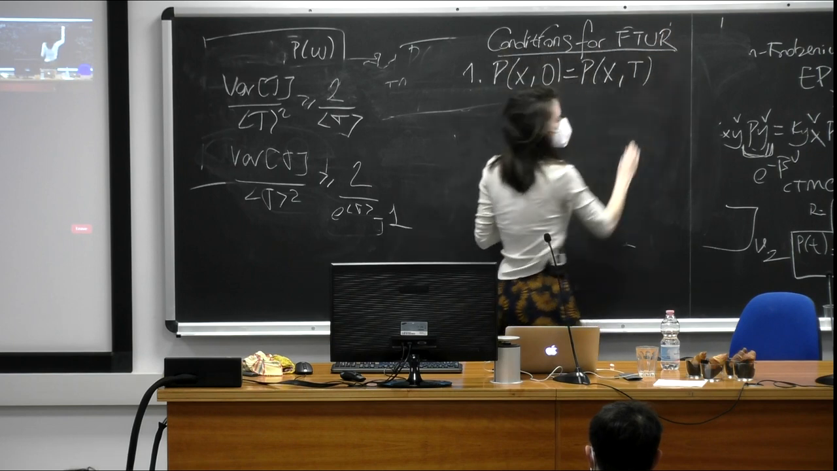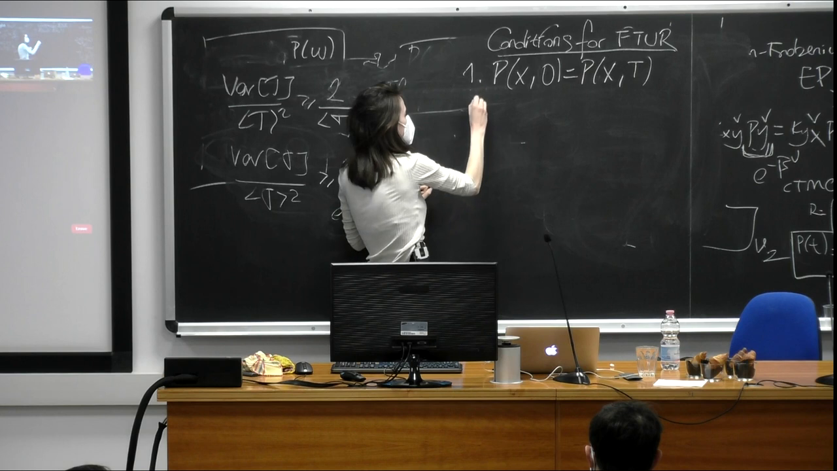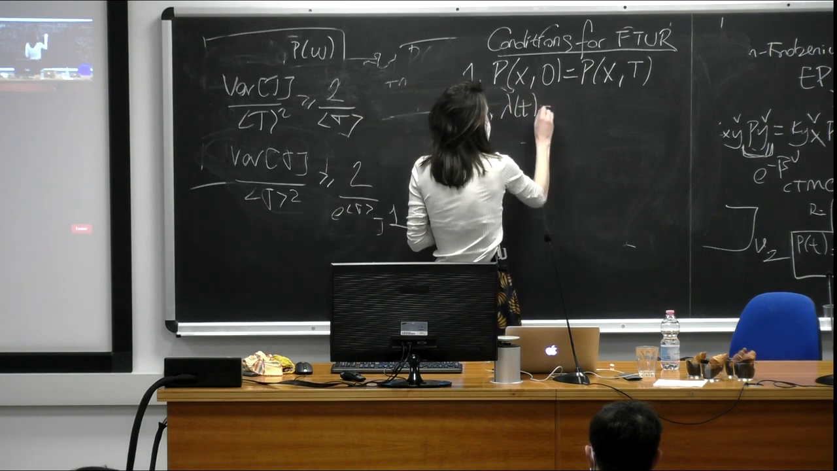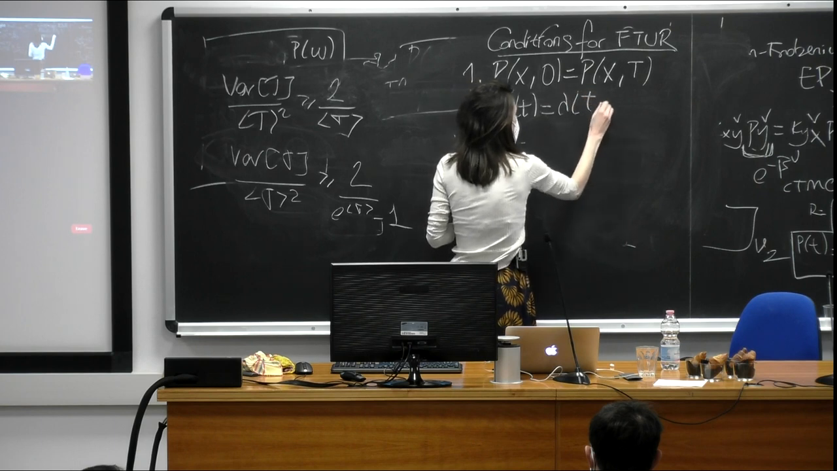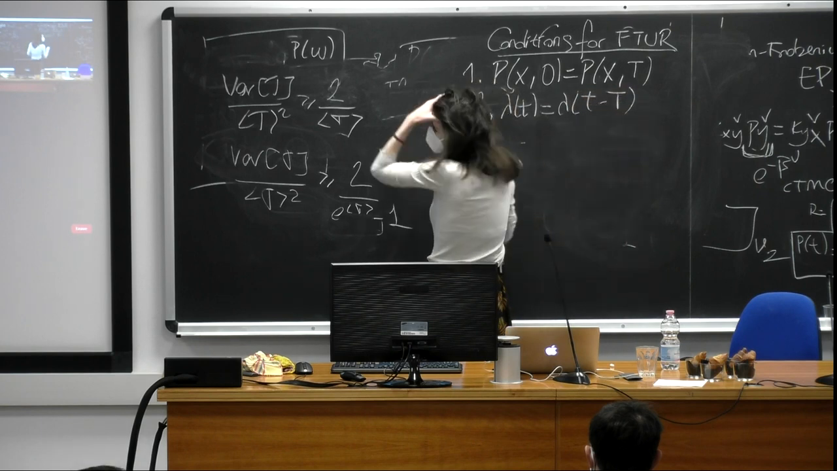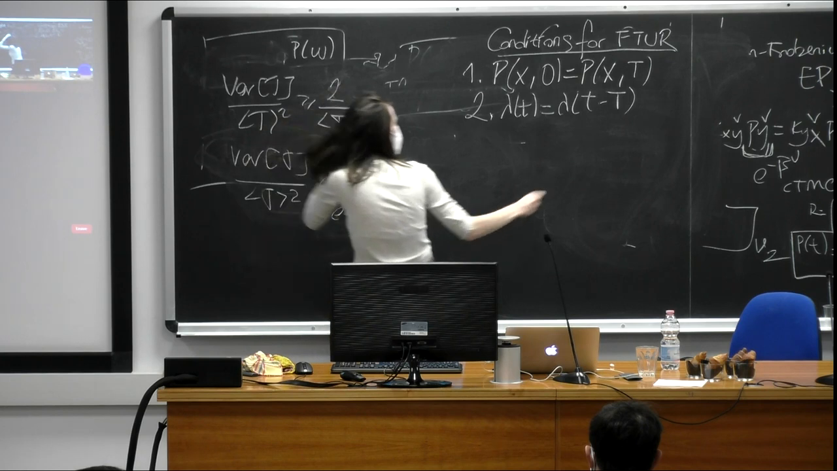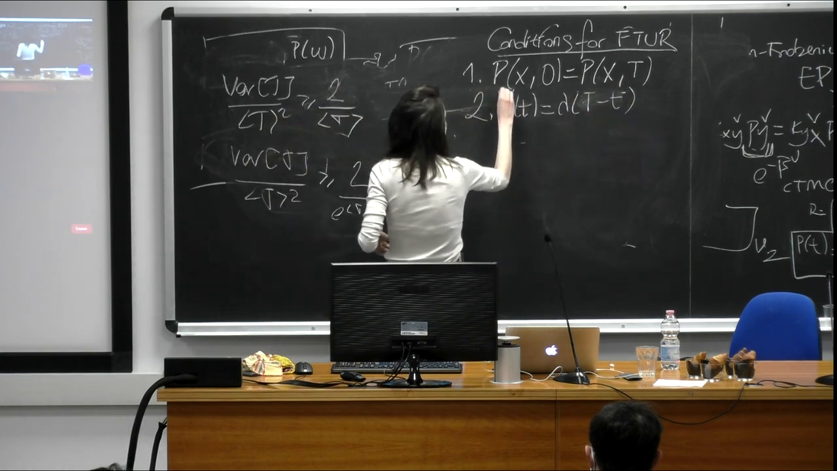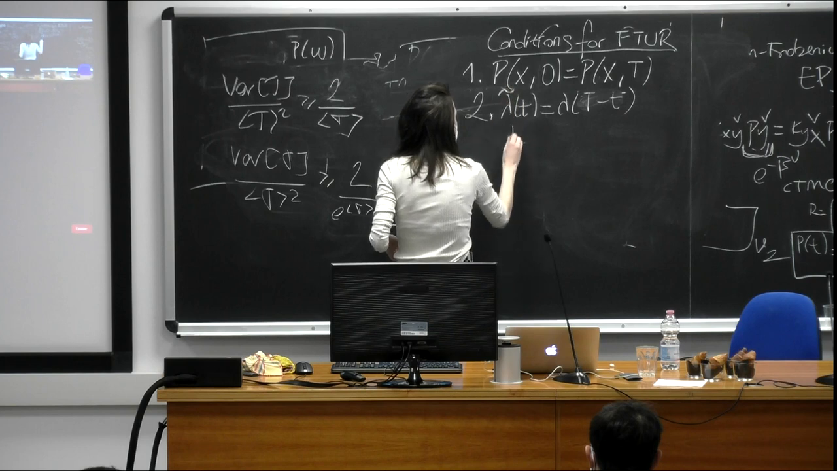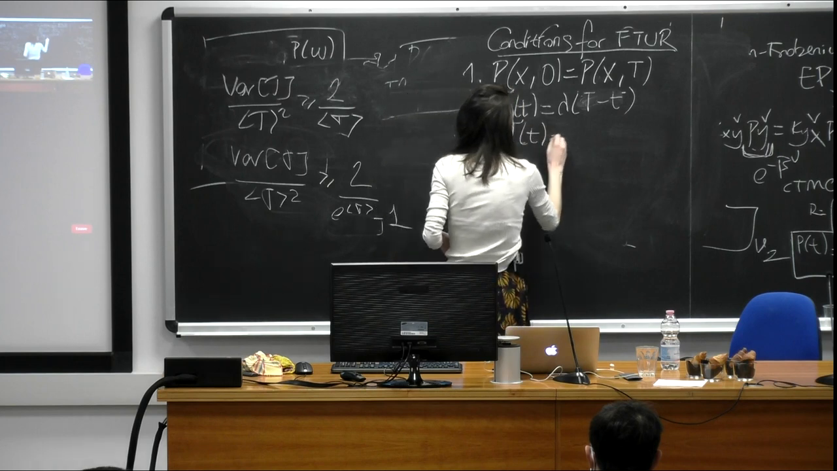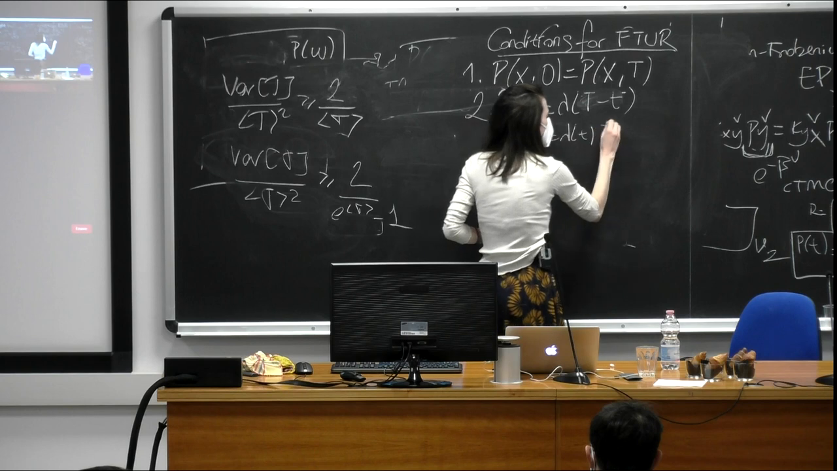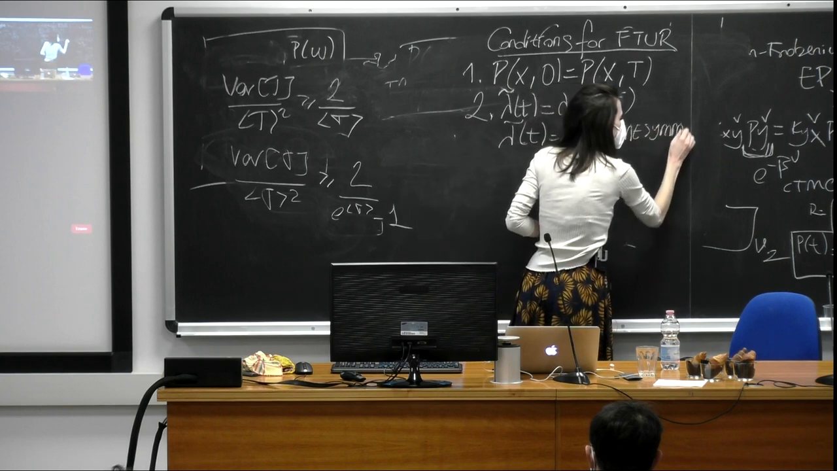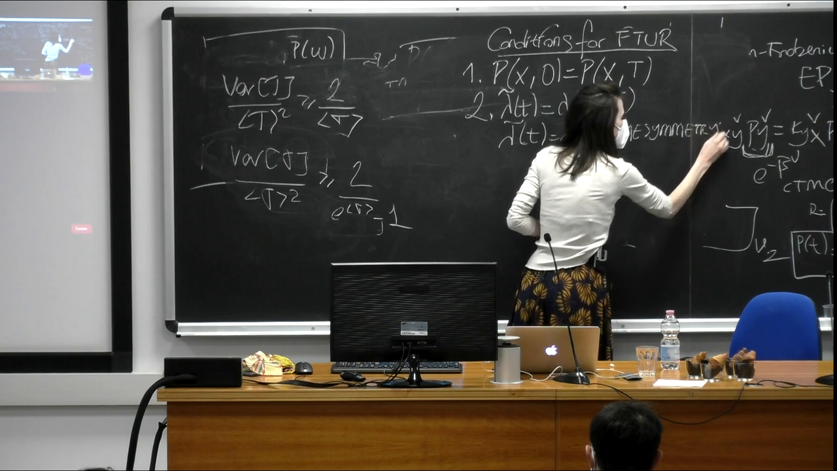These are the conditions for the fluctuation theorem uncertainty relation. Big T, of course. Okay. These are the same thing actually, but yeah. This is a tilde. Okay?